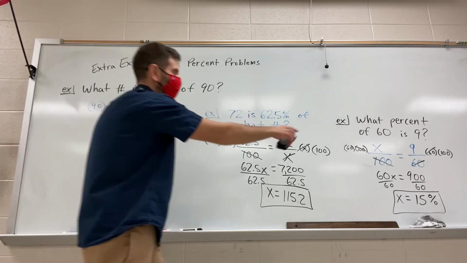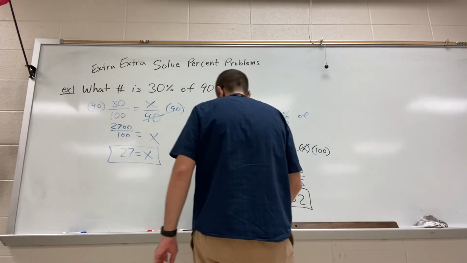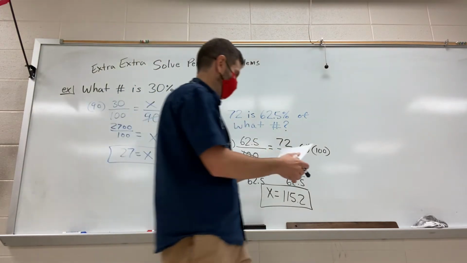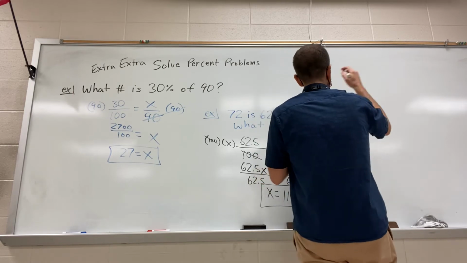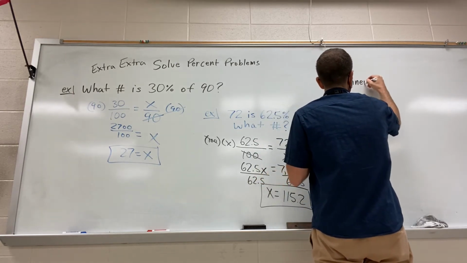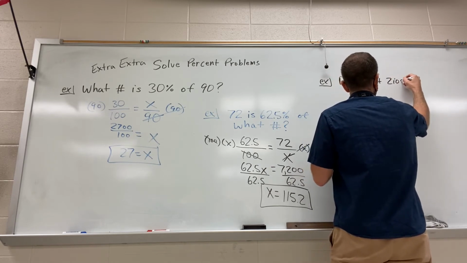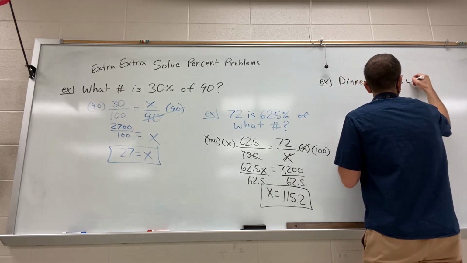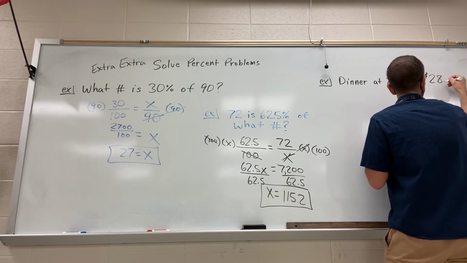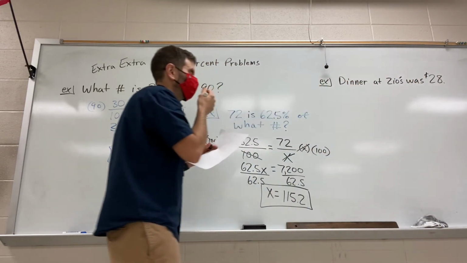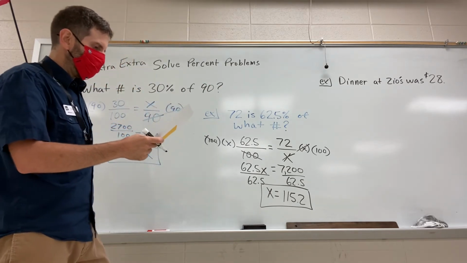We'll do 1 word problem over here. If we've got some room. I think we do. So for our application problem, we have dinner at Zio's. And I think Zio's is still open. There's one in Springfield, I think. Dinner at Zio's was $28. So I don't know, maybe you got something really expensive, or you're there with a date or something like that.